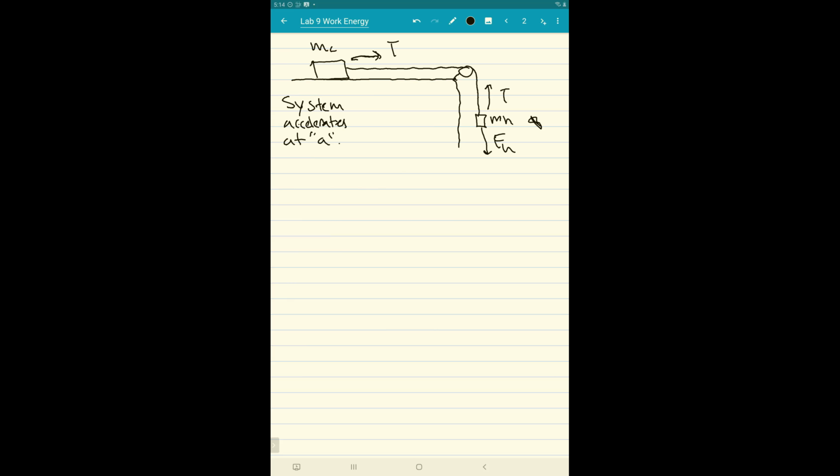So that allows us to solve the system, because what we can say is we have two different equations here. We have one for the cart. We have that the tension on the cart is going to equal the mass of the cart times the acceleration of the cart, F equals ma, right?